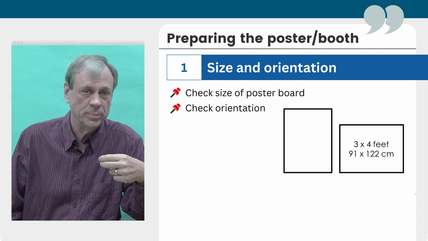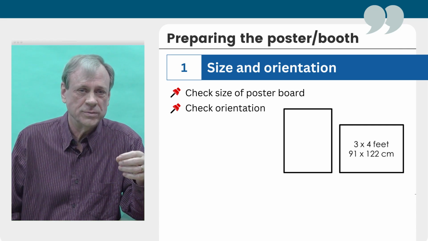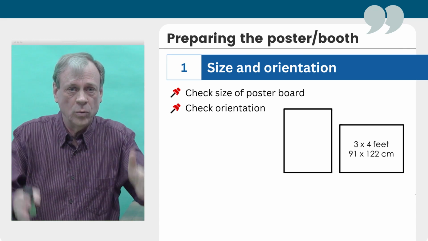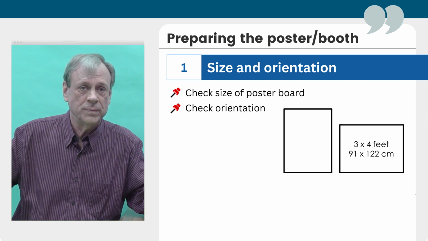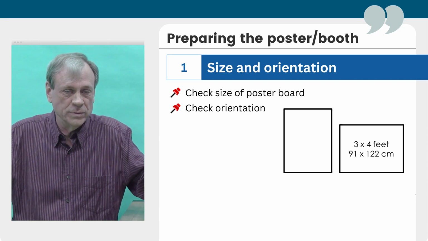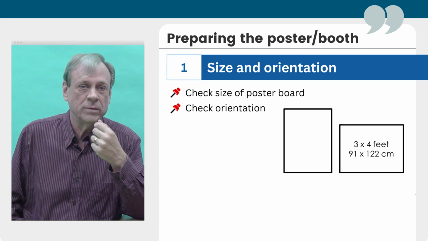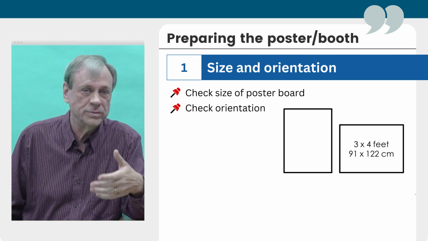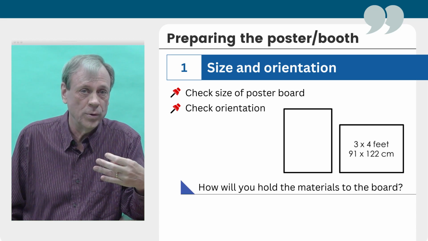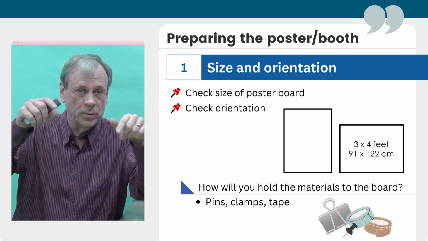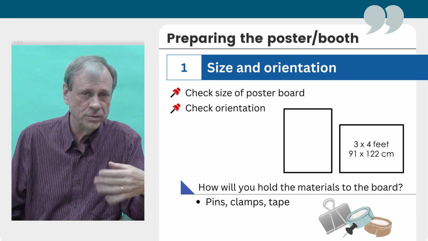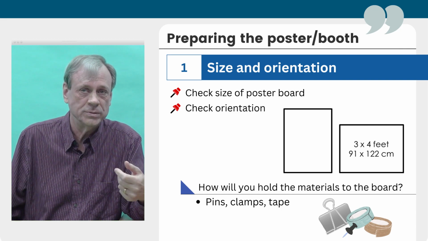Most poster sessions at international conferences go by feet. A 3 foot by 4 foot poster, which is about 90 by 120 centimeters. And sometimes they have a restriction as well. Can it only be vertical or can it be horizontal? Because again, vertical, you can fit more posters in a given area than if they're horizontal. And so it's important to find out if there are restrictions on the layout before you start developing your poster. Also think about how you're going to hold the materials to the board. Some places will provide clamps or pins or something else. In other cases, you have to provide those yourself. So these are things to make sure of before you go to your poster session.